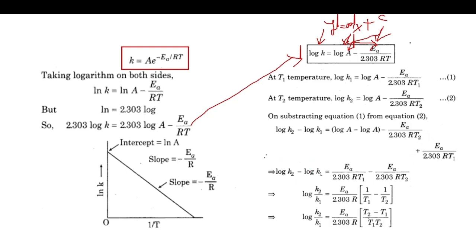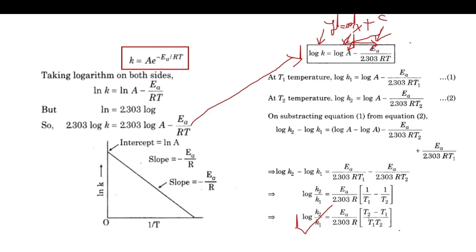Now if you solve this equation further, you find this equation, and this is very important for us, that is log K2 by K1 equals Ea by 2.303 R into (T2 minus T1), that is the change in temperature, the second temperature minus the first temperature, or final temperature minus initial temperature, divided by the product of these two temperatures.